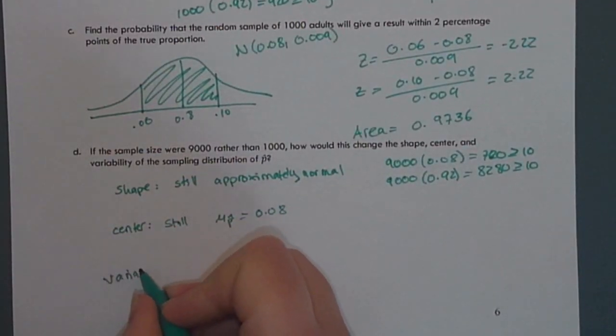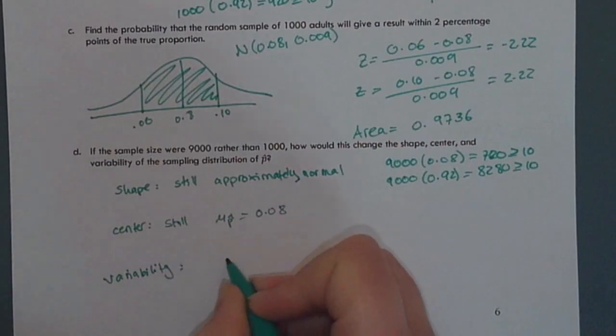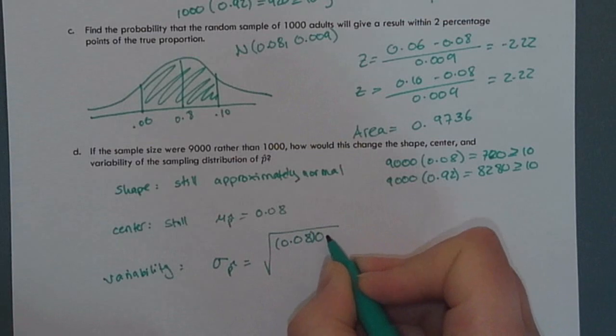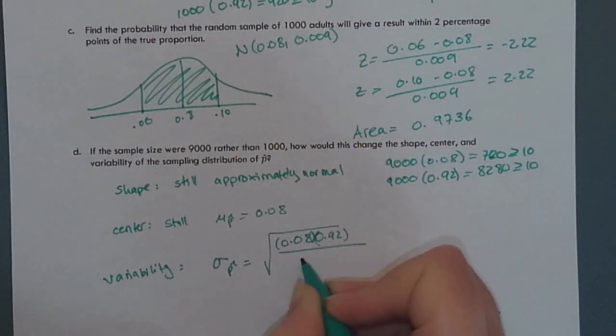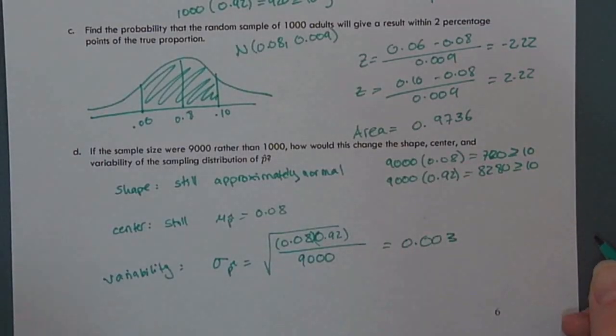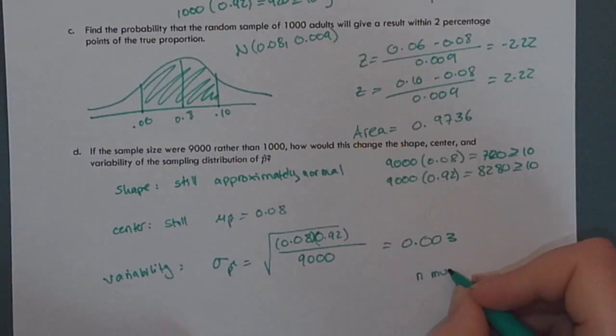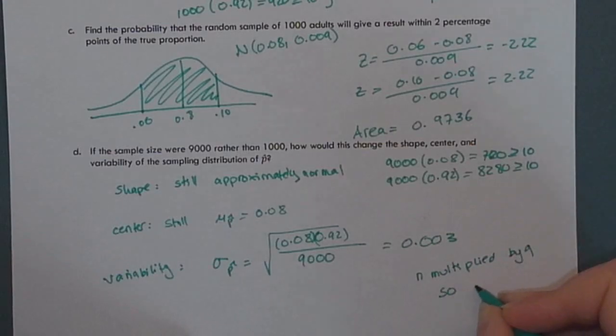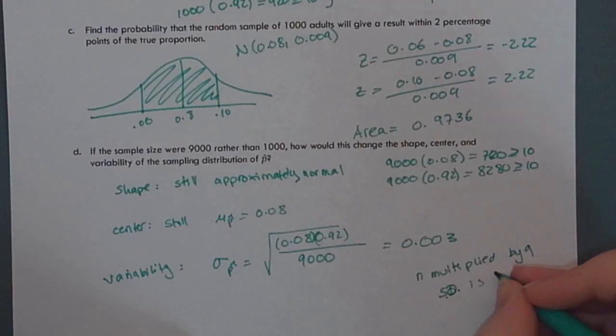but our variability is going to change because this time in our formula we're dividing by 9,000, which means we get 0.003. So if n is multiplied by 9, your standard deviation is 1/3 of the original one. And that is all.